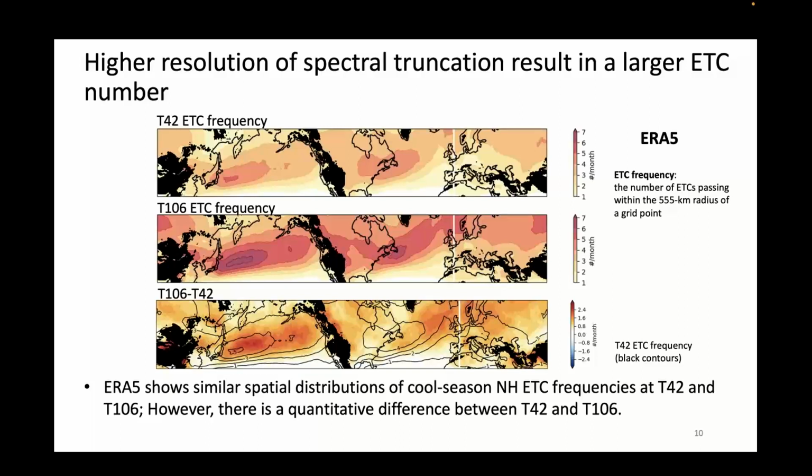However, there is a quantitative difference between T42 and T106. In particular, large differences are shown along the Kuroshio extension and downstream of the Gulf Stream.